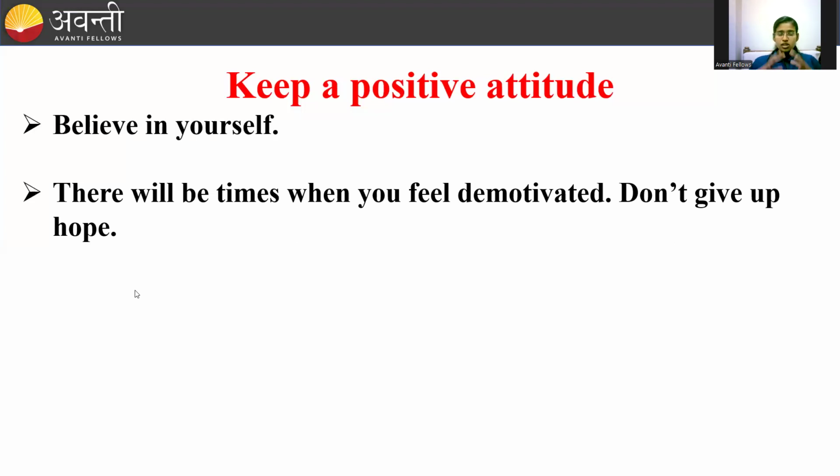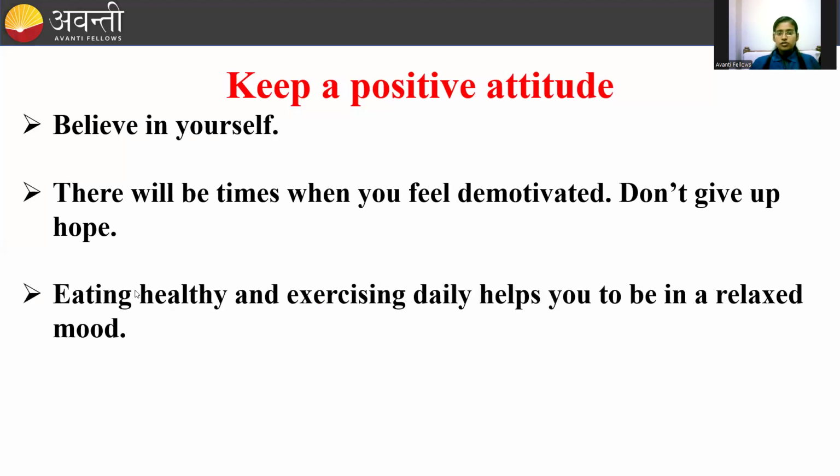Clear? It is not such a very big thing. Clearing the JEE and NEET exam is not a very big thing. It's very easy if you concentrate, if you have consistency, and if you practice every day. Got it? Now, your physical health is very important, right? You should eat properly, eat healthy foods, and try to exercise daily, and that will help you to be in a relaxed mood. Don't be stressed always.